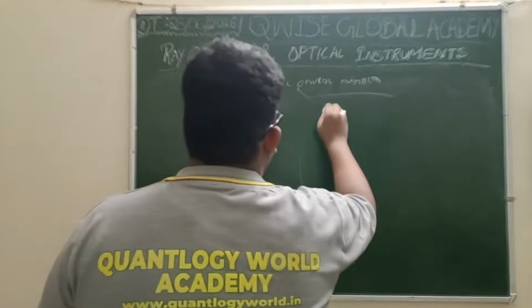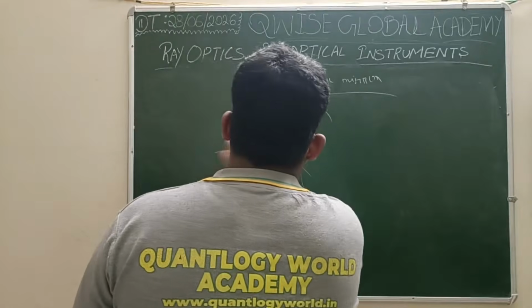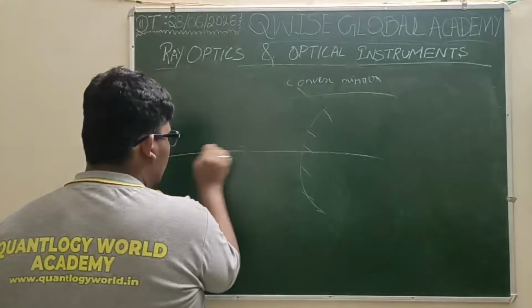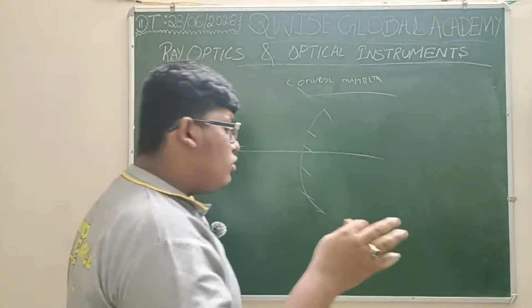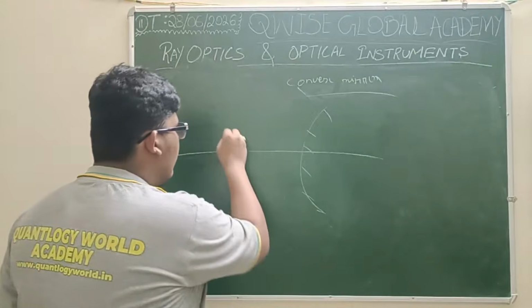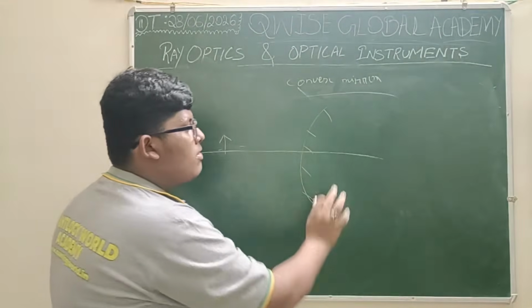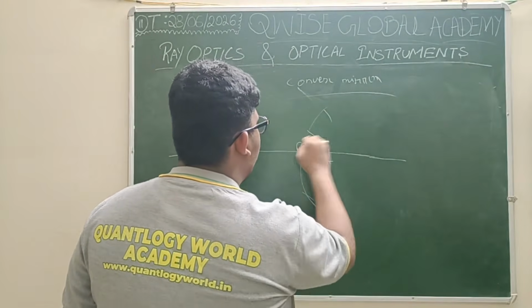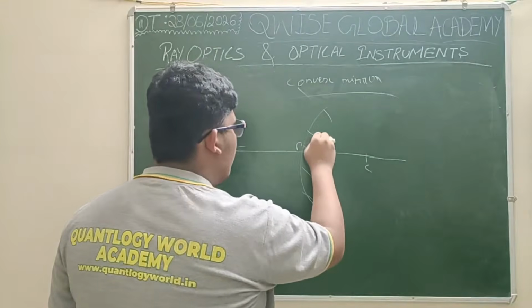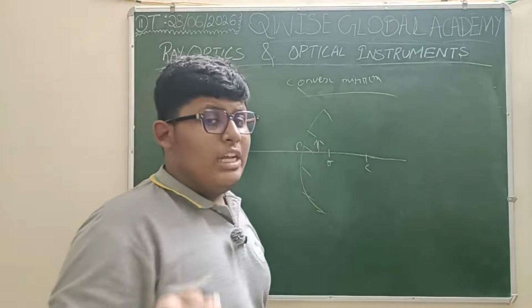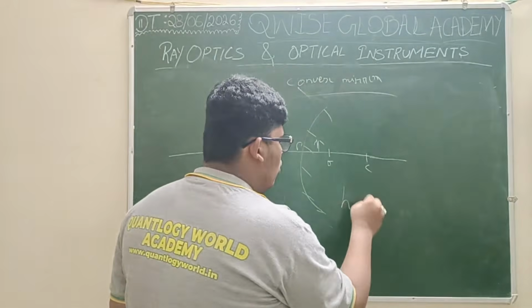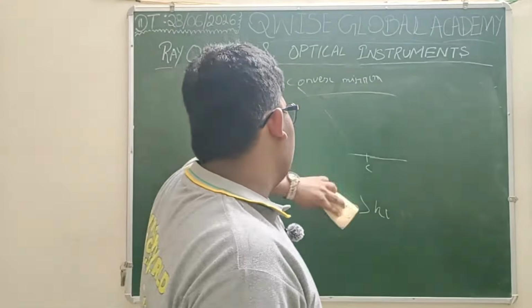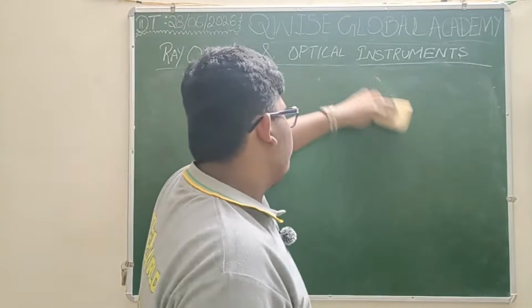And the second case is any distance except infinity, within the limit of our eyesight, anywhere we put an object, the image will be formed between focal length and pole. The image will be formed here. It will always be smaller than the size of the object, means HO is greater than HI. Now these are the two cases of convex mirror.